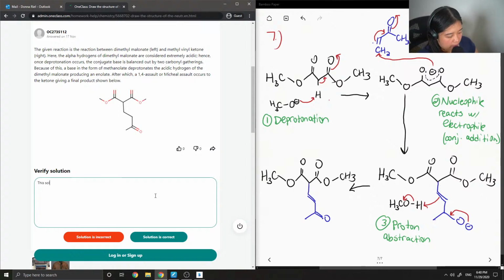Yep, so this solution is correct. I think they just forgot to put the 2 oxygens at the top there, but I'll just make a note of that. But the solution is still correct. Yep, so the explanation was correct. I just added that the two carbonyls in the dimethyl malonate should still have its oxygens in the final product.